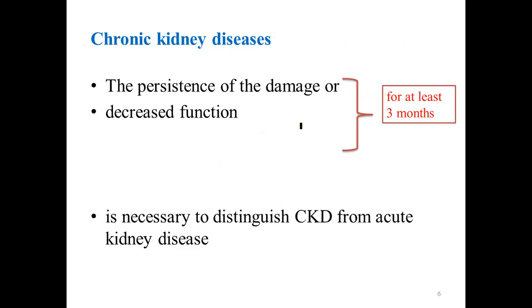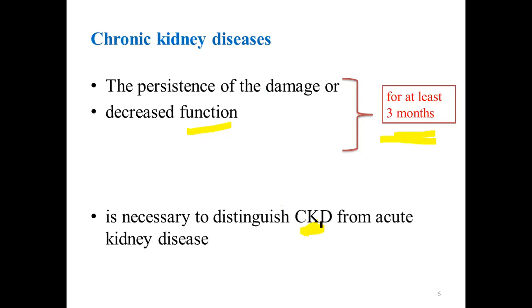So in summary, how do you define chronic kidney disease? In the diagnosis of chronic kidney disease, there must be either persistent damage or decrease in kidney function for at least 3 months. So this is a requirement in the diagnosis. This is very important even to distinguish AKI from CKD.